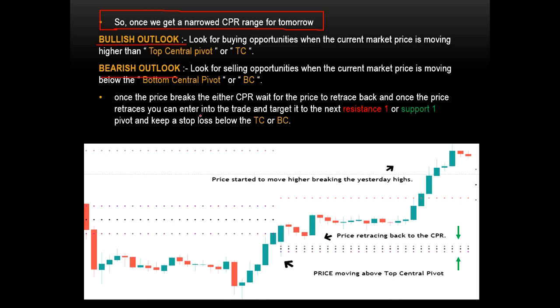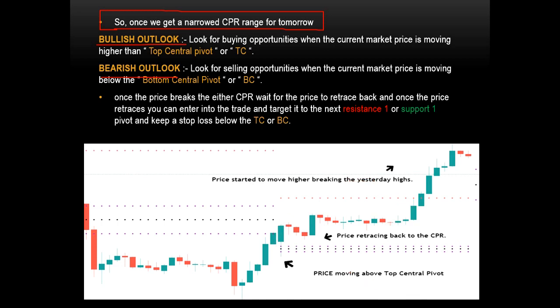How do we identify? If the current market price is moving higher than the top central pivot line, then the market is in bullish sentiment and we search for buying opportunities there. And if the price is moving below the bottom central pivot, then the market is in bearish sentiment and we search for shorting opportunities. I'll teach you how to find these opportunities once the price breaks and moves away from the pivots, with a set of rules and conditions for this strategy.